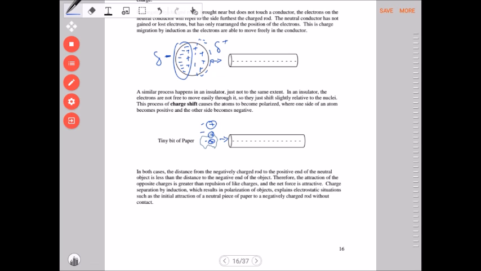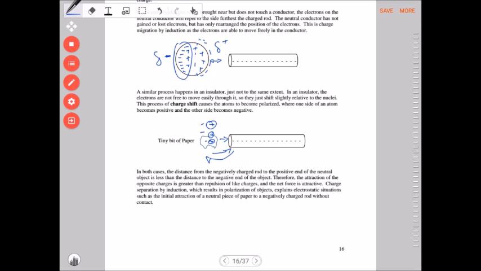Crazy. Now, just for the fun of it, let's talk about what happens when they do touch. Initially this little piece of paper is attracted to the rod. But as soon as it touches the rod, remember, the paper is neutral and the rod is negative, so we're going to end up with negative charges going onto the tiny bit of paper. So now the rod is negative and the tiny piece of paper is negative, and if they're both negative, then they're going to repel.